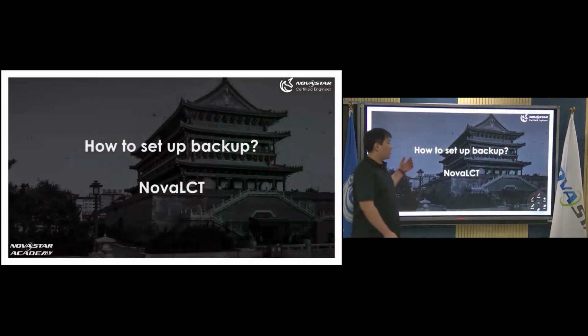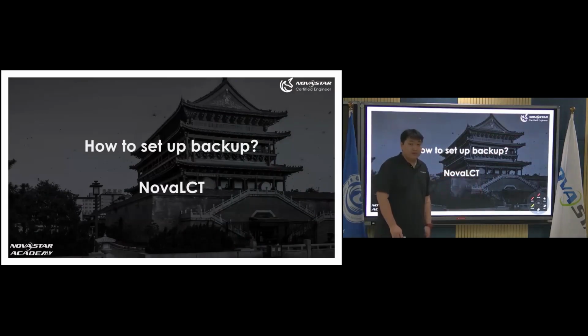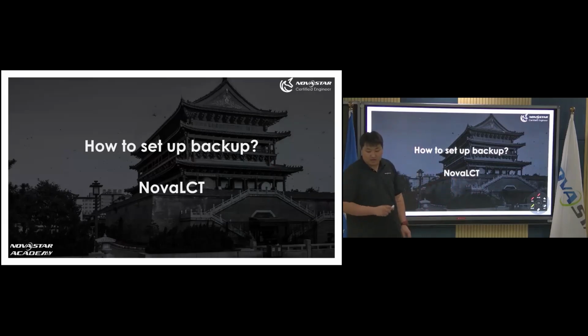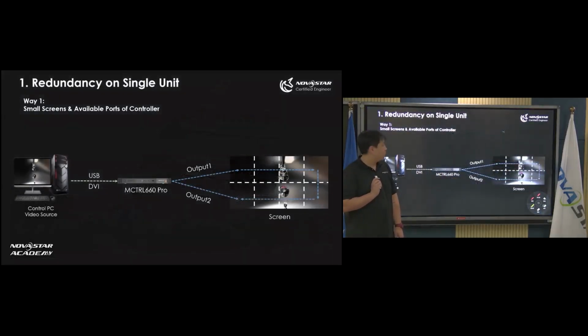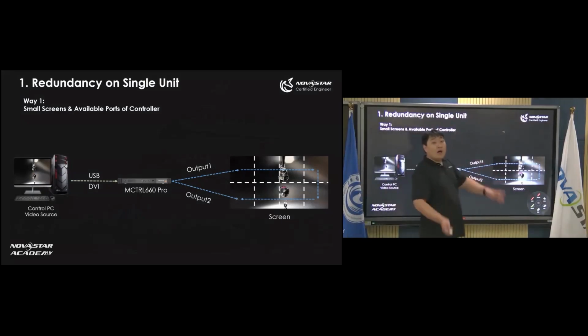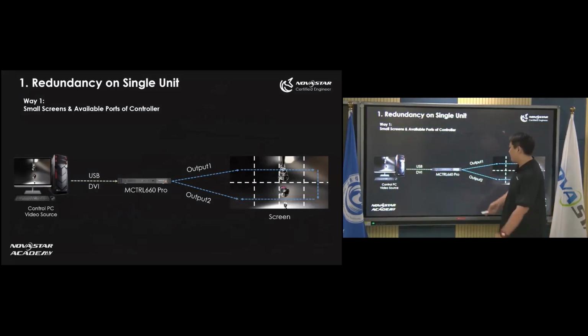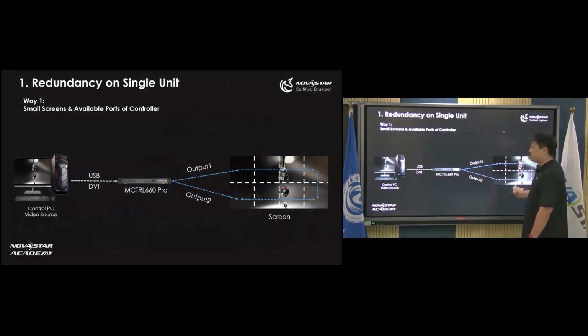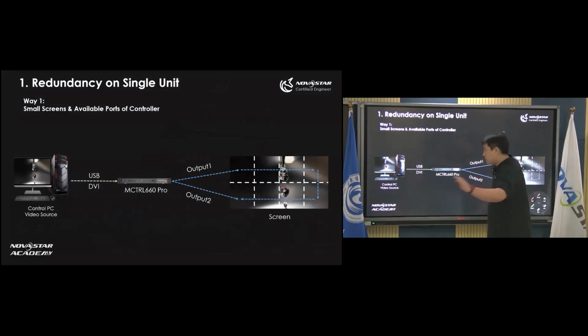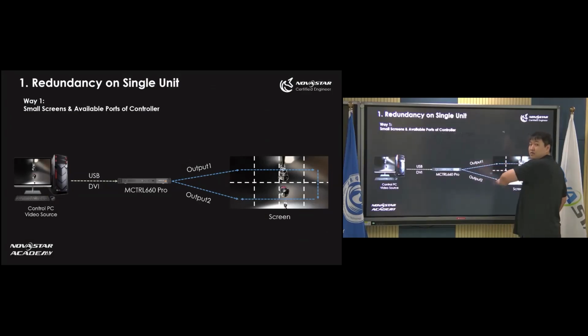All right, we know what backup is and the meaning of it. Let's see how to set the backup from NovaLCT. The first is redundancy on a single unit. That means the screen is a small one, and we still have available ports, just like this. Port number 1 can load the whole screen. And for port number 2, we just need to put one Ethernet cable to the reverse side of this screen.